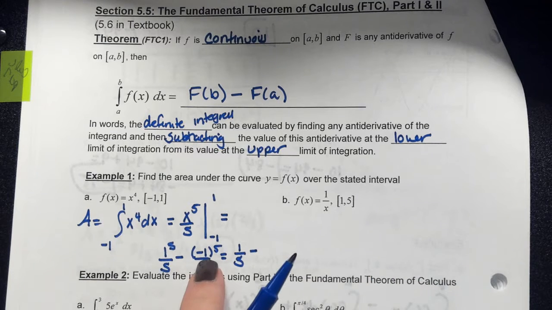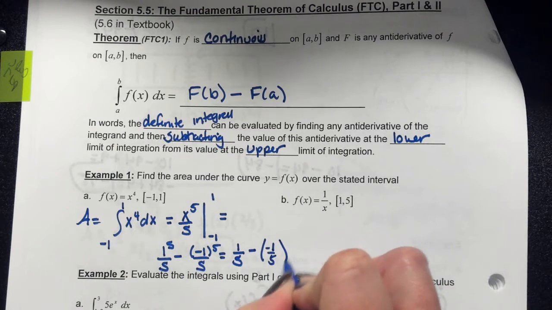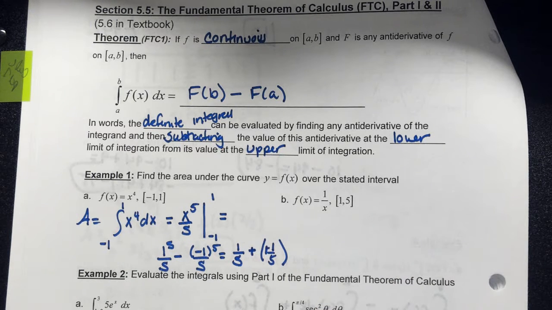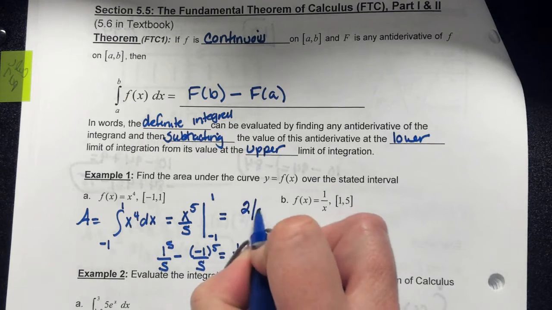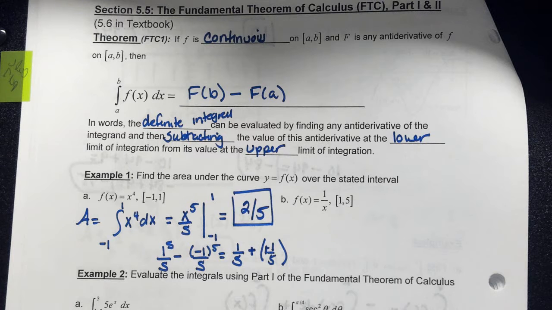Now be careful. I see so many careless negative mistakes here. What's -1 to the fifth? -1, so I'm going to have a minus -1. So minus a negative becomes a positive. So 1/5 plus 1/5 is 2/5. Very good. So any questions on how I can use the fundamental theorem of calculus to evaluate a definite integral?